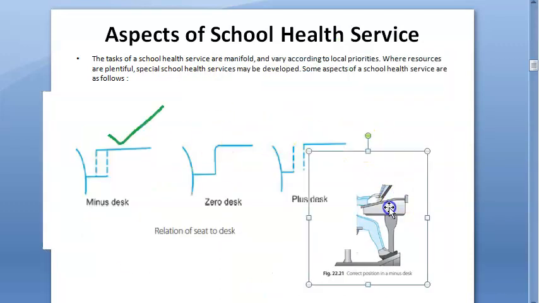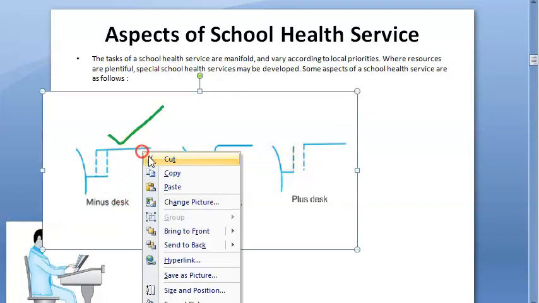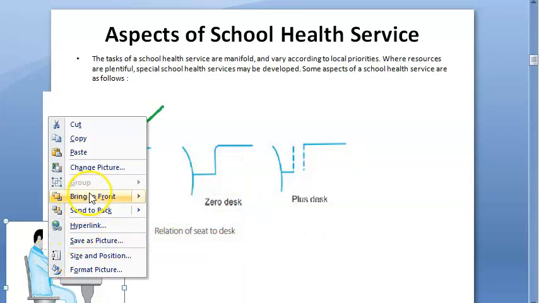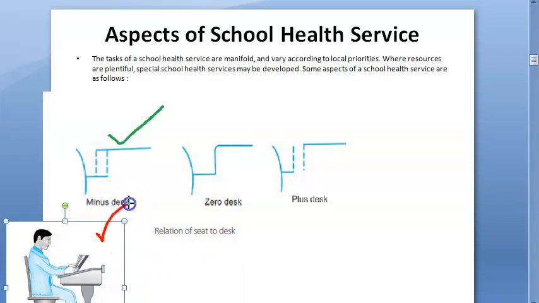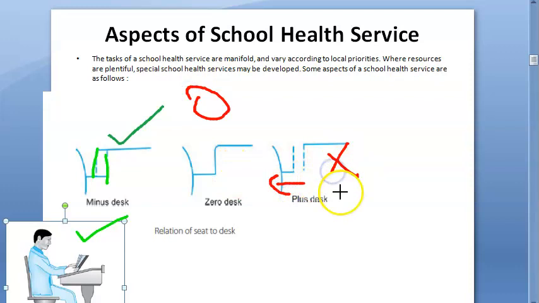See now what they are talking about. This one is a minus desk, and this is correct. It should overlap. This is overlapping, so this minus desk is correct. See, it is overlapping the table and chair. This middle one is zero. Plus is really far, and this is not right. Then he will bend forward a lot. So this one is correct for the spine position. Spine is this back, your spinal cord.